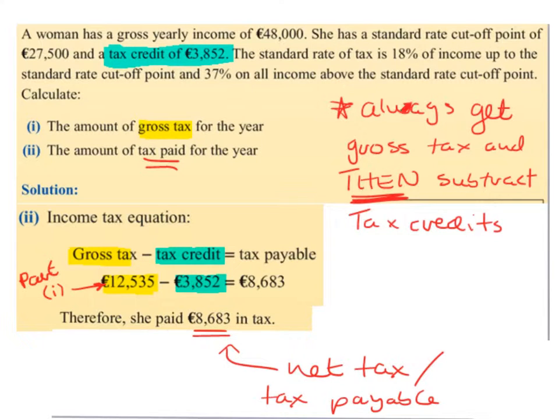Really important. Always get the gross tax and then subtract the tax credits. So if the question did not ask for gross tax and it just automatically asked for tax payable, so that was the only question, we would have to get the gross tax and then subtract the tax credit.